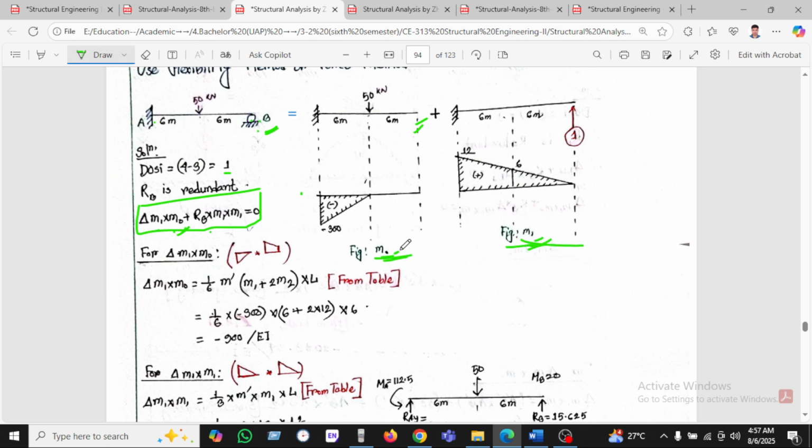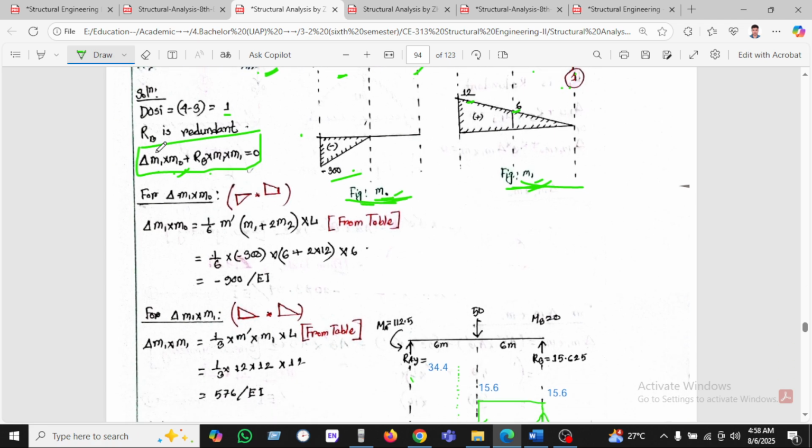How will we get the M1? This is the 50, and the distance is 6. So 50 into 6 is 300. In this case, we know 1 into 6. This is the 6, and 1 into 12, 6 into 6 also 12. So these are the two diagrams we have found, figures M0 and M1.